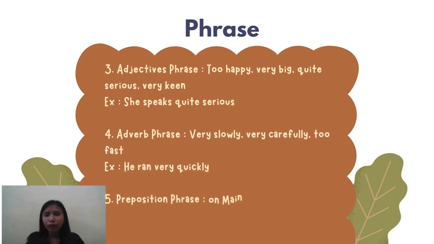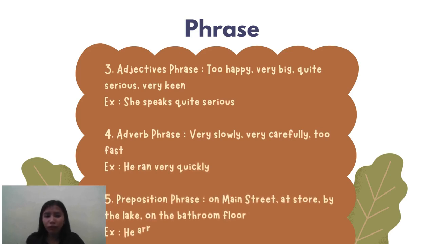And then the fourth, there is the adverb phrase. An adverb phrase is like very slowly, very carefully, and too fast. For example, in the sentence, he ran very quickly. So very quickly is the adverb phrase. And then the last one, there is the preposition phrase. A preposition phrase is like on Main Street, at the store, by the lake, at the bathroom floor. For example, in the sentence, he arrived by plane. So by plane is the preposition phrase.